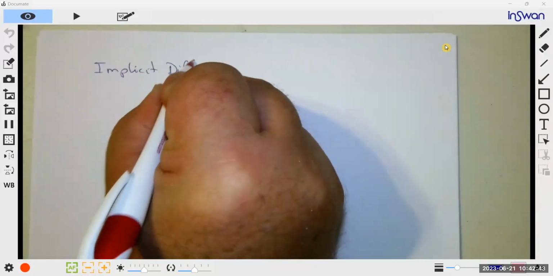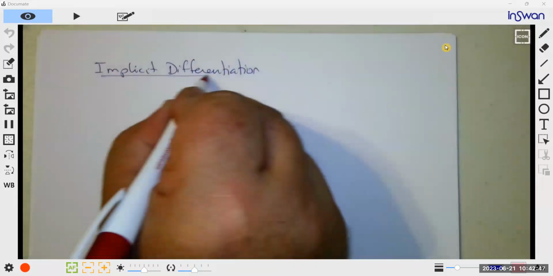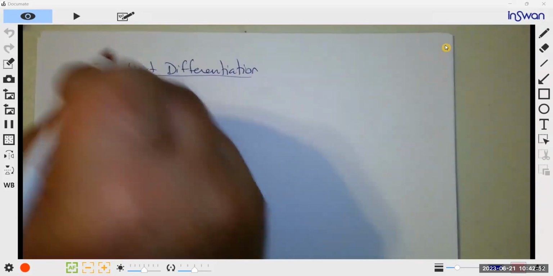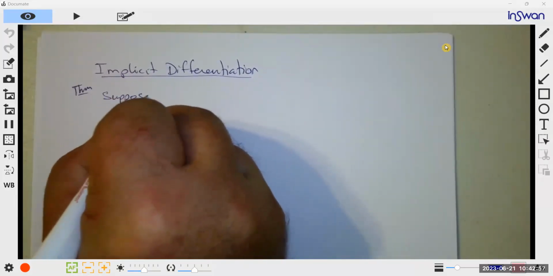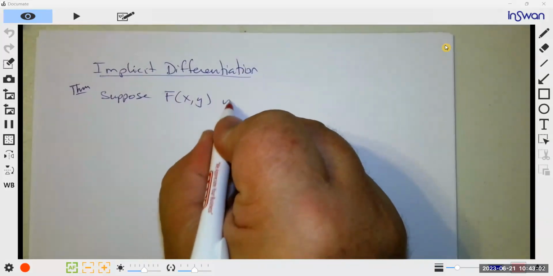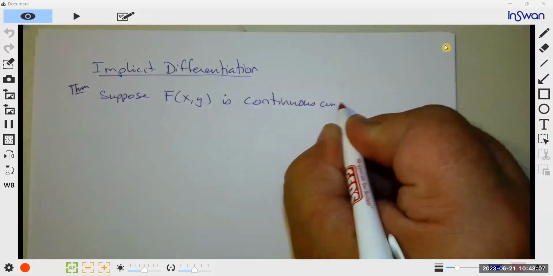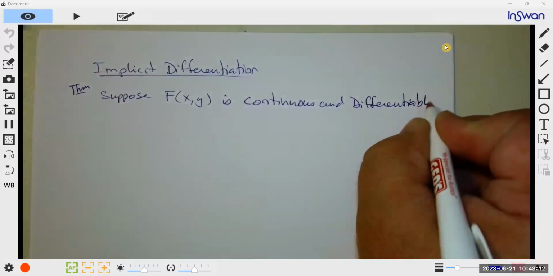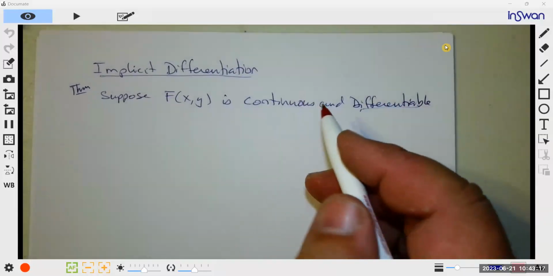Implicit differentiations. Here's a theorem, actually. Suppose the function f of x, y is continuous and differentiable, which is kind of redundant. I shouldn't do that, because if it's differentiable, it's automatically continuous.